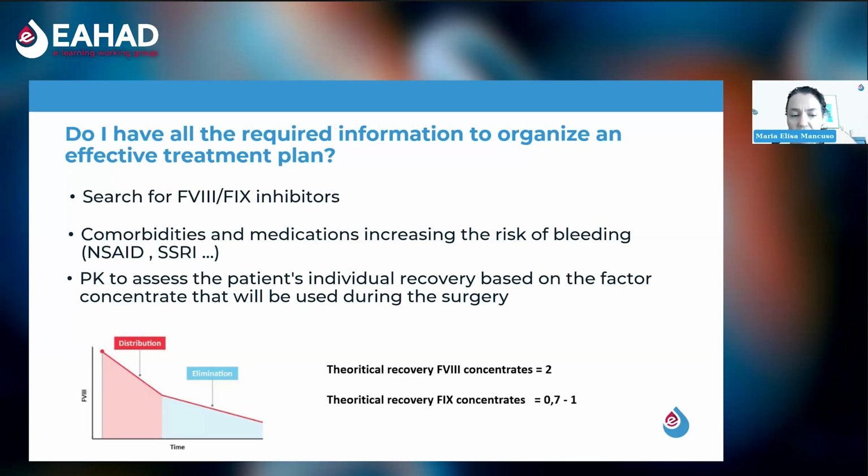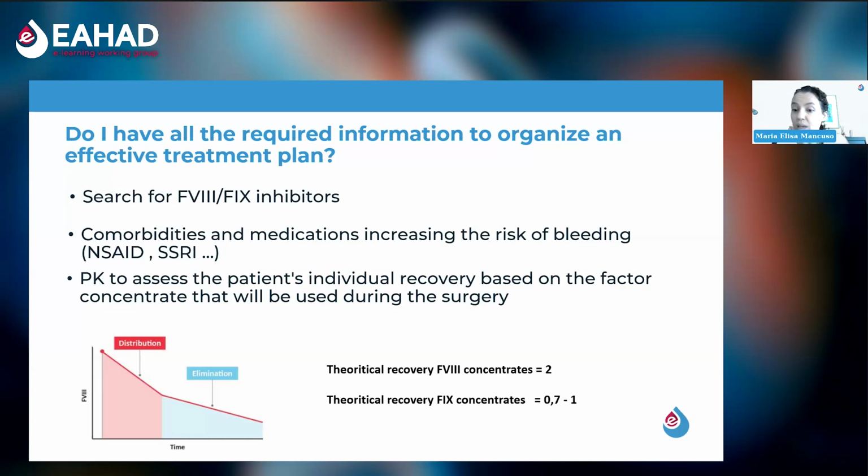And then I already touched upon the PK profile. We should have in mind that the theoretical recovery for factor 8 is around 2, and for factor 9 varies between 0.7 and 1. But each individual patient may have a different in vivo recovery, and also a different half-life. In general, for native factor 8 and factor 9, we have the idea of around 12 hours for factor 8 and 18 to 20 hours for factor 9.